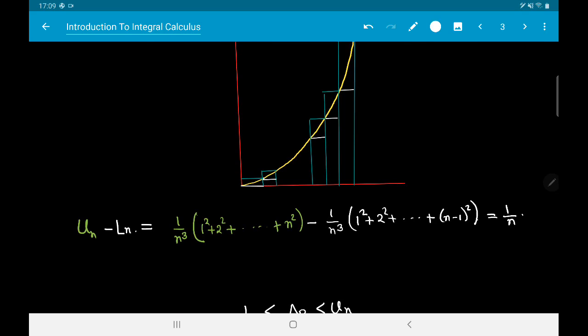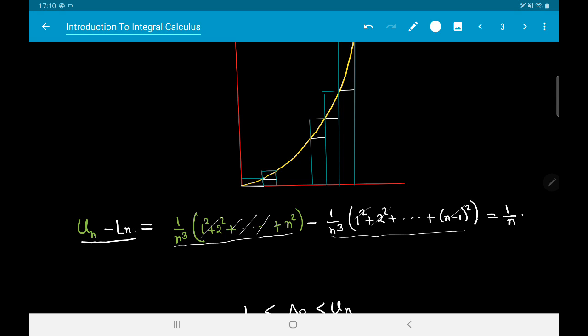So let me compute what un minus ln is. This is the expression that we got from un, and this is the expression that we got from ln. If I do a simple subtraction, we can see that all these terms get cancelled with the first n minus 1 terms here, and all we are left with is n square by n cubed, which is 1 by n.